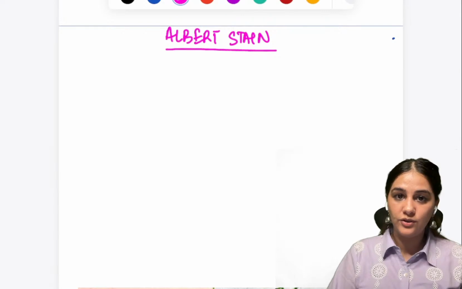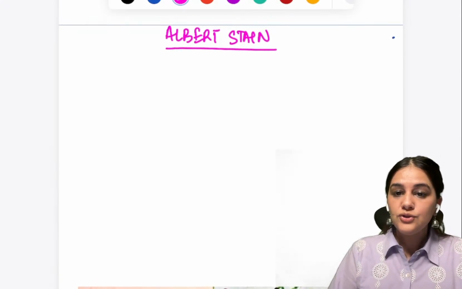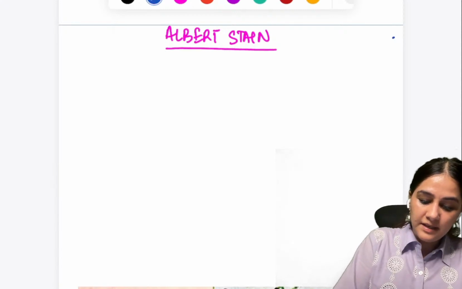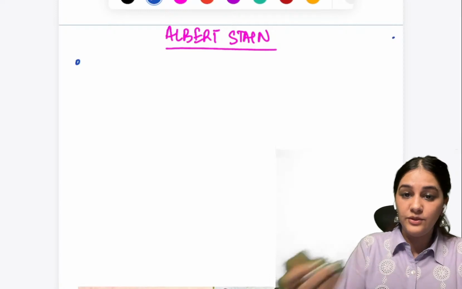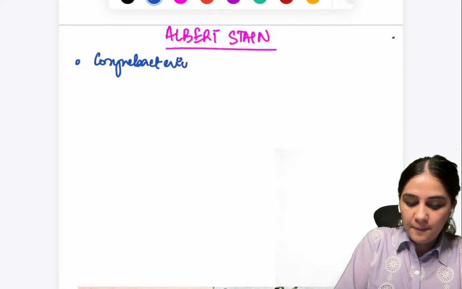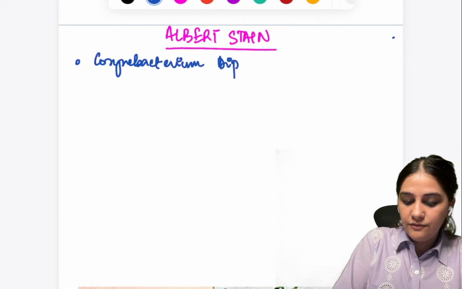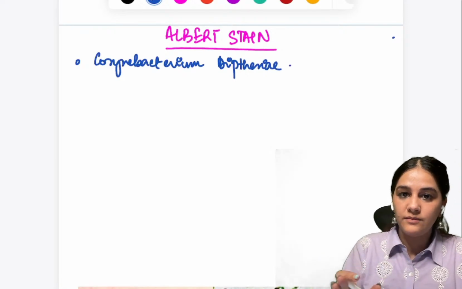The next stain that I'm going to talk about is your Albert stain. So for which organism do we do Albert staining? Which organisms do we mainly use Albert stain for? We use this for Corynebacterium diphtheriae. And what is it differentiating from? This is a differential stain, it's supposed to differentiate, right?